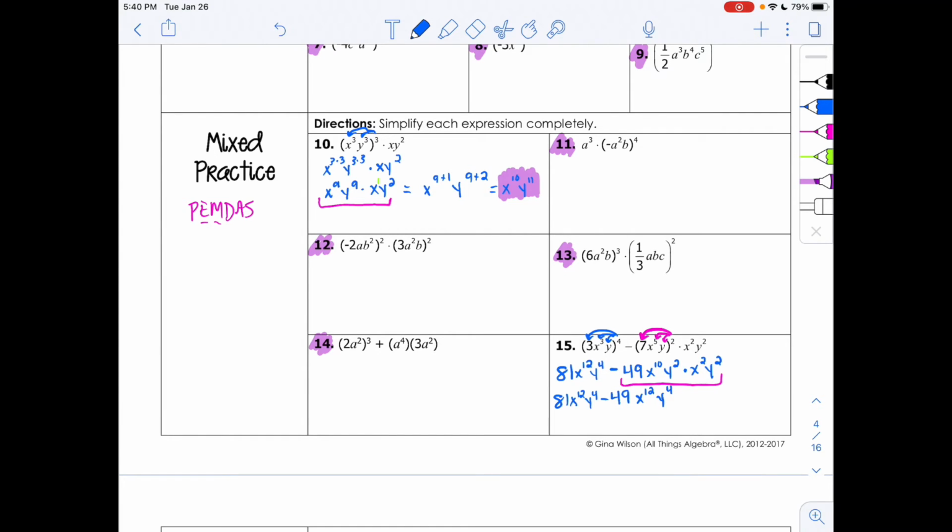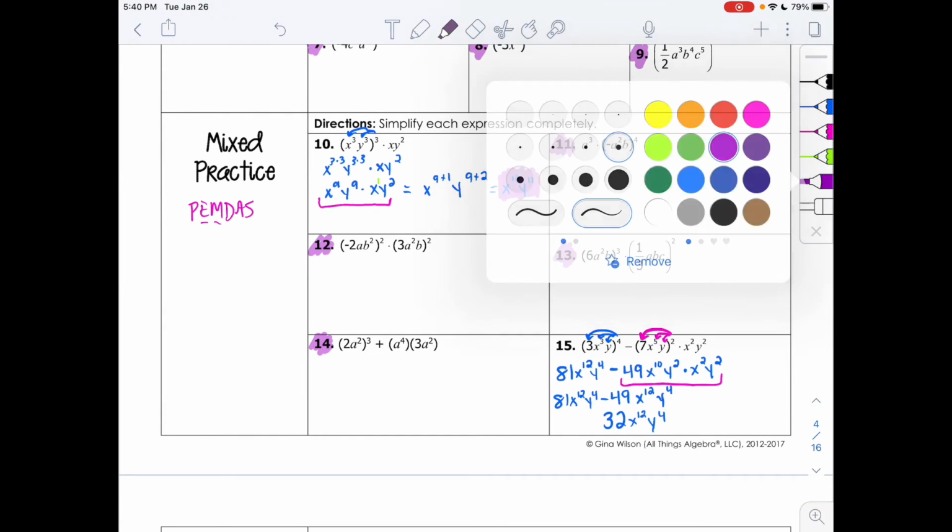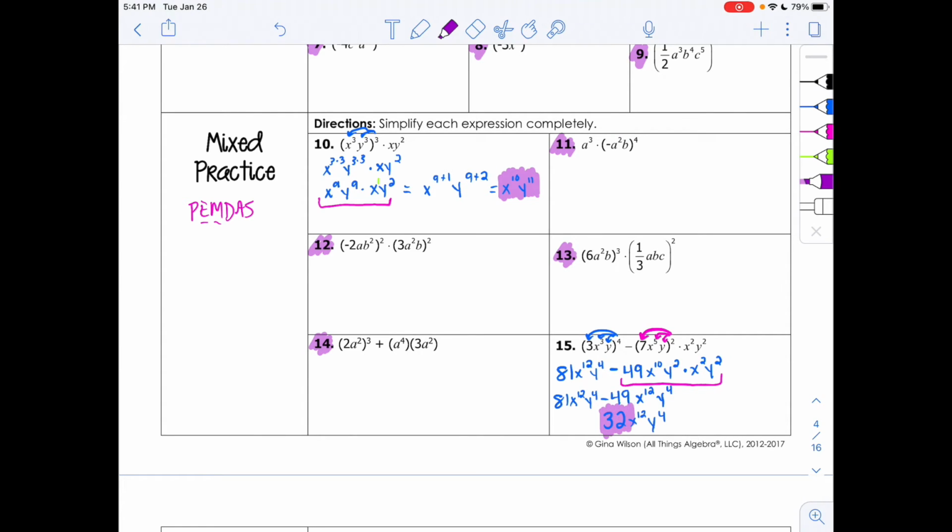Now that I've multiplied, you can see I have subtraction, but remember, we always need to pause here and make sure I can actually subtract. I have to have like terms. And because I multiplied in that previous step, I now do have like terms. I have x to the 12th, x to the 12th, y to the 4th, y to the 4th. So then I can actually subtract just the coefficients. So 81 minus 49 is 32. And your variables and their exponents stay the same. Remember, when we're adding or subtracting, the variable and exponents stay the same. We're just dealing with the coefficients.